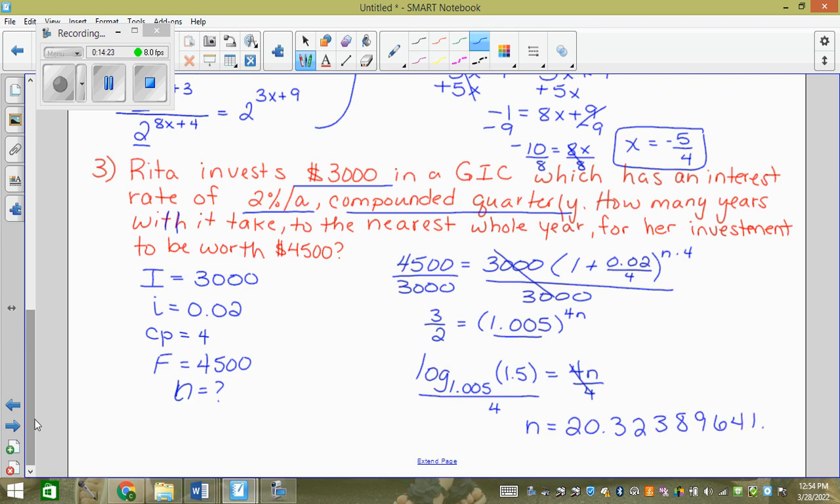In order to walk out of the bank with $4,500, can she walk out at year 20? At year 20, will she walk out with $4,500? No, she's going to have to wait till 21, because at 20 she actually won't walk out with 4,500.